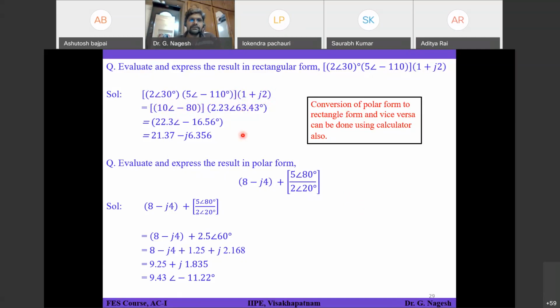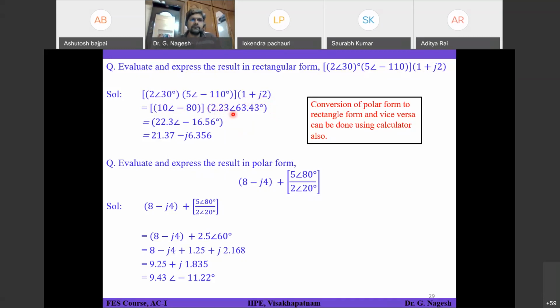If you want the magnitude, it is root of 1 square plus 2 square. So what is the value of root of 1 square plus 2 square? It will be 2.23. Everyone should have a calculator with you, then only you will be able to do it on your own.